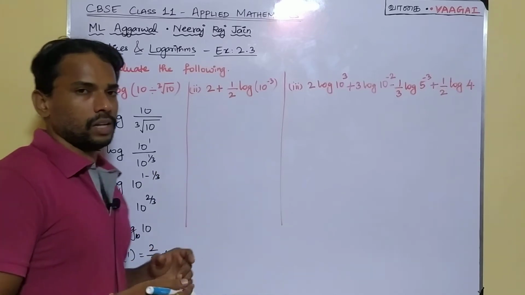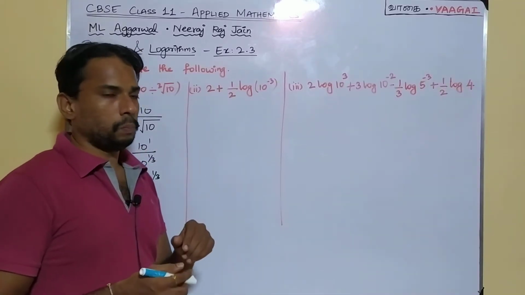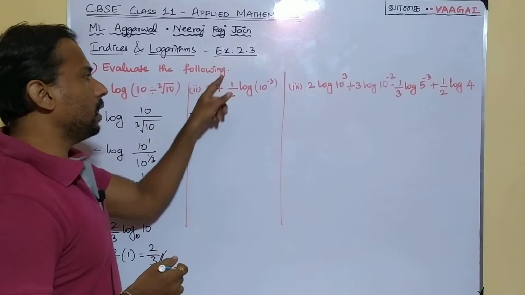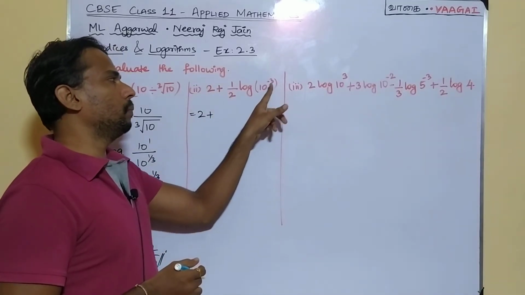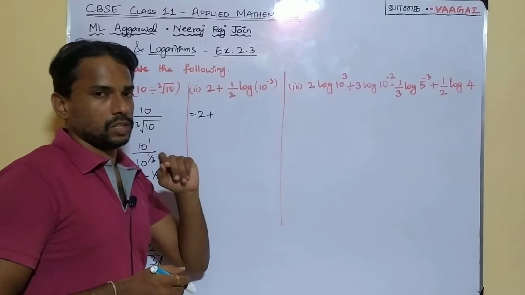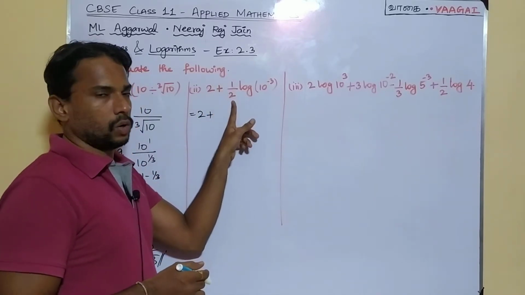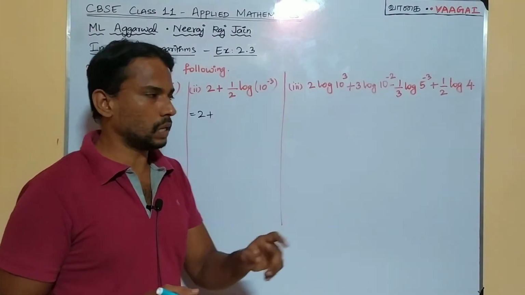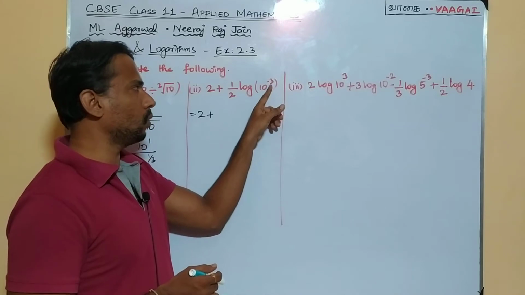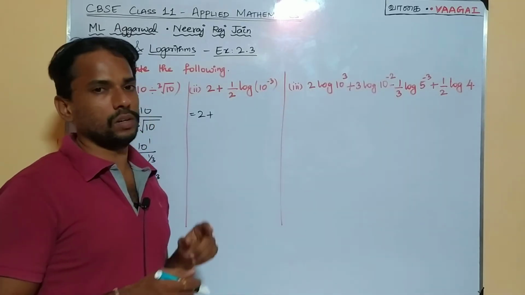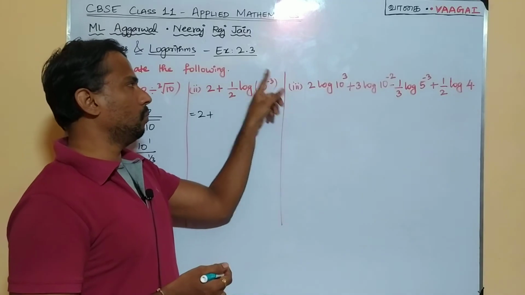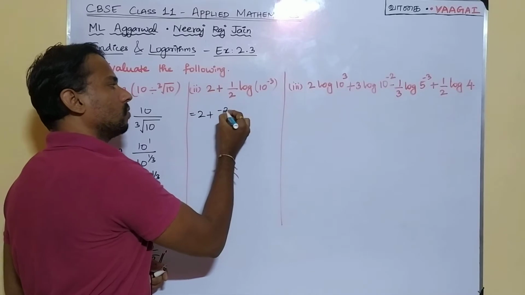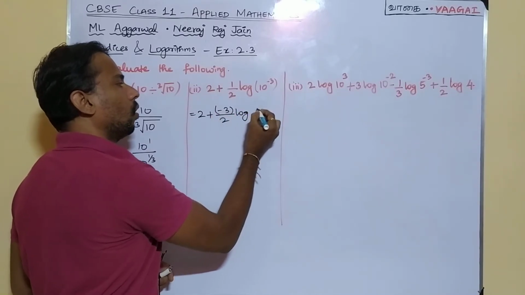Now coming to the second subdivision, here we have 2 plus 1 by 2 times log of 10 to the power minus 3. So the first step is to use the power rule. When I use the power rule, this minus 3 will come to the front. So remember, this minus 3 will come to the front, and it will become minus 3 by 2 into log 10. This is how it becomes.